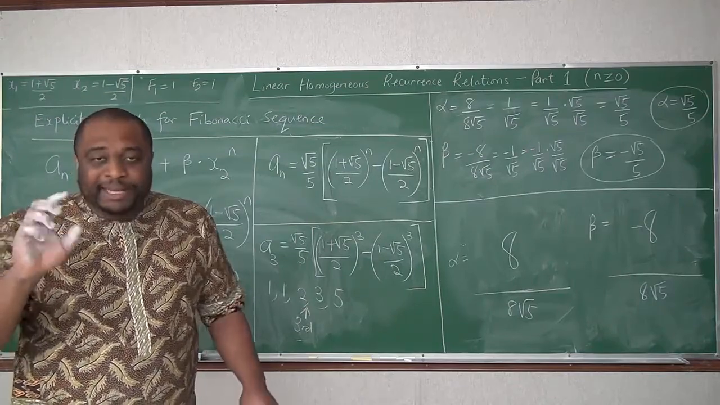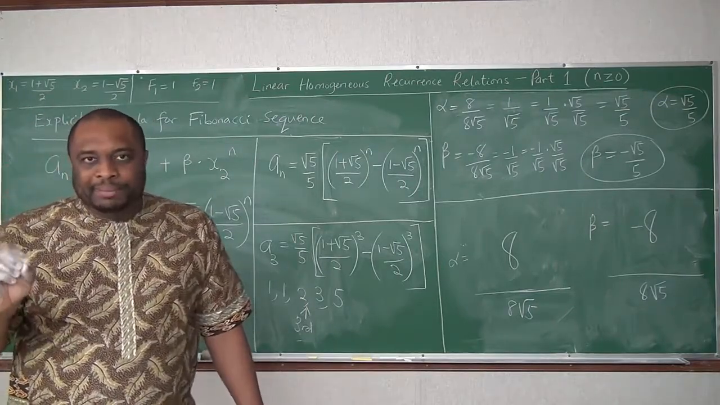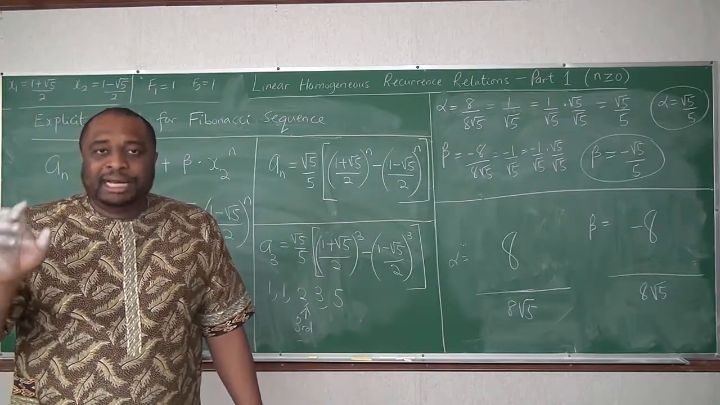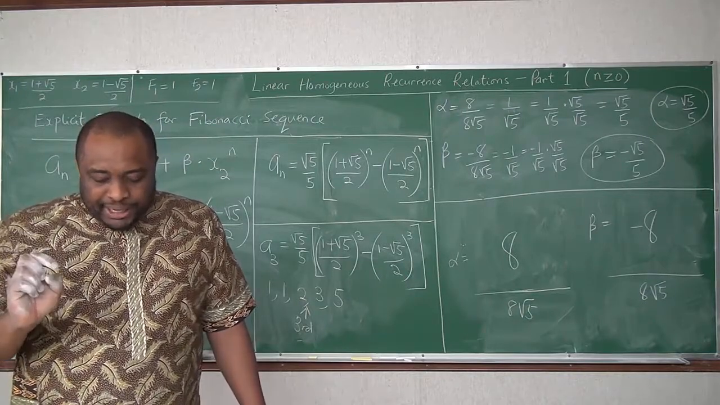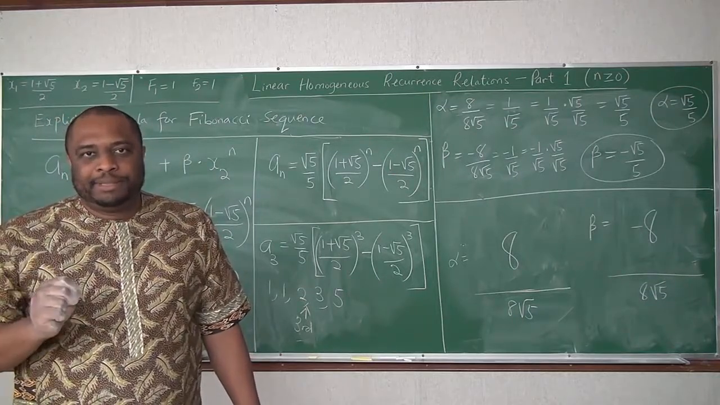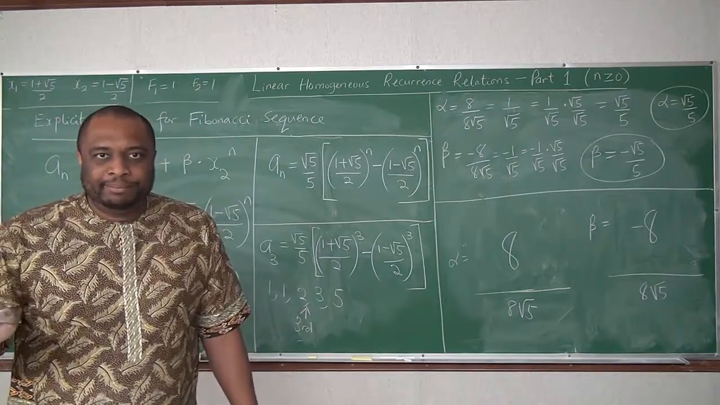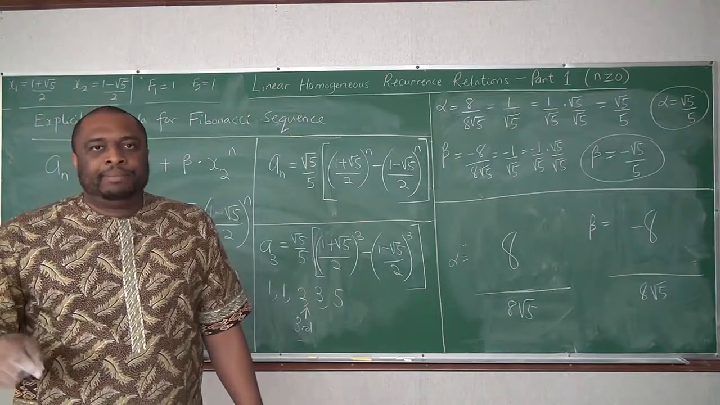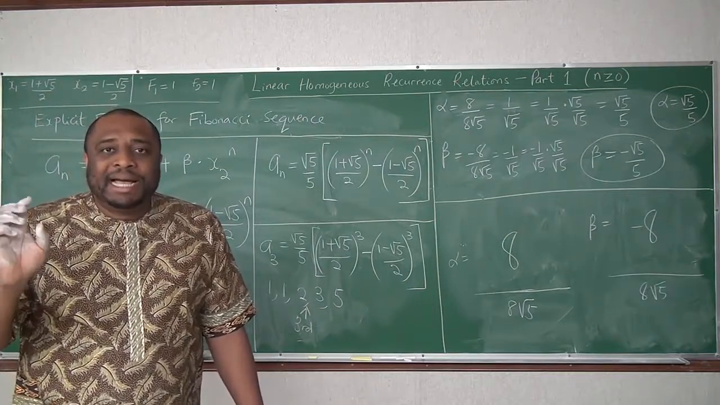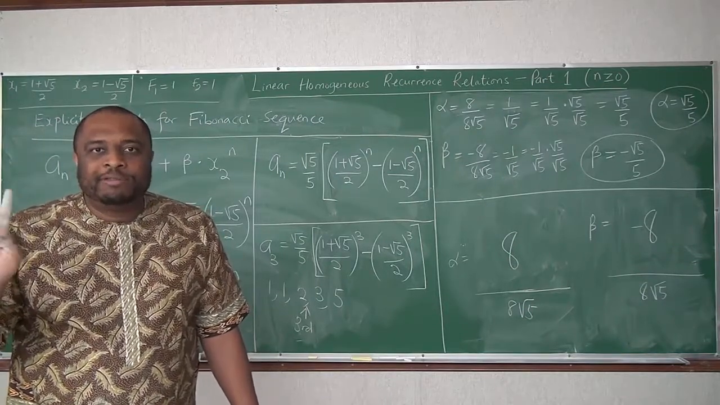The question is, Peter is climbing stairs, taking 1 or 2 steps at a time. A, give the recurrence relation for the number of ways that Peter can climb n steps. B, how many ways can Peter climb 12 steps?